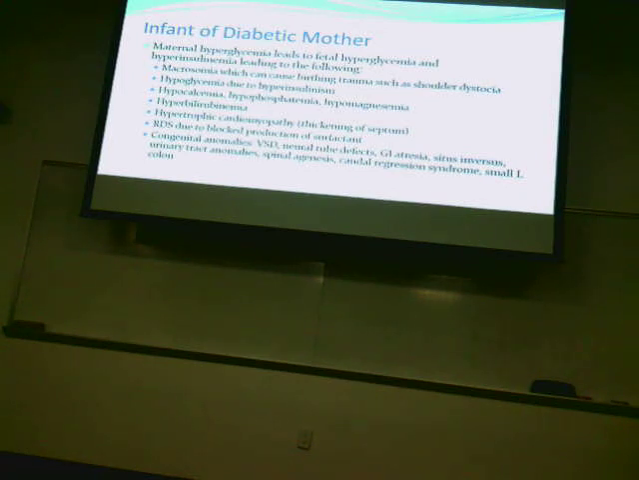Other congenital anomalies that we see with IDM is going to be the VSD, neural tube defects, GI atresias, situs inversus, urinary tract abnormalities, spinal agenesis, caudal regression syndrome, and then small left colon.